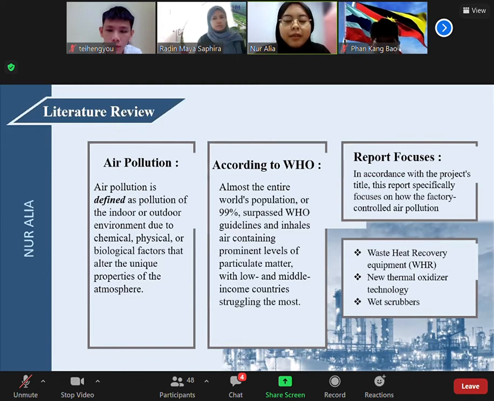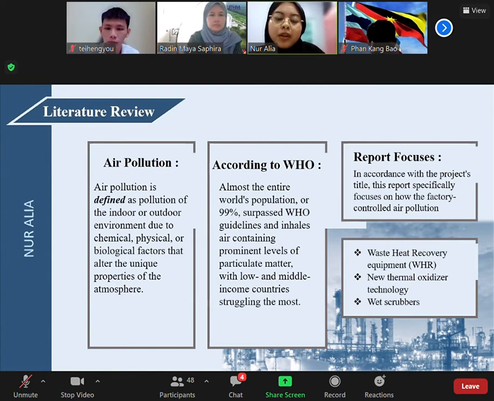As what Harith had mentioned earlier, air pollution is defined as pollution of the indoor or outdoor environment due to chemical, physical, or biological factors that alter the unique properties of the atmosphere. So according to the World Health Organization, almost the entire world population, or 99%, surpasses WHO guidelines and inhales air containing prominent levels of particulate matter, with low and middle income countries struggling the most.